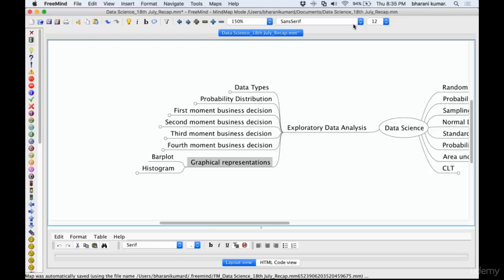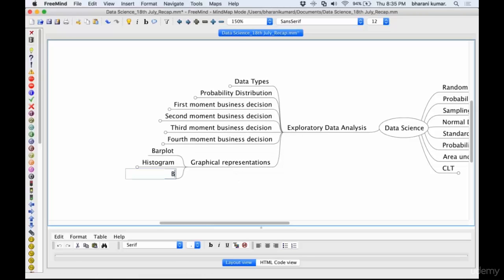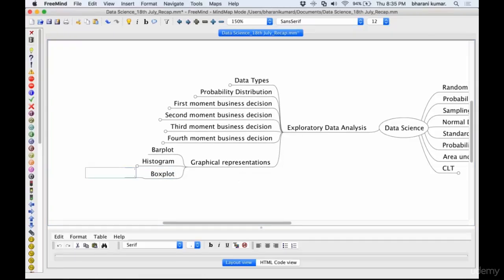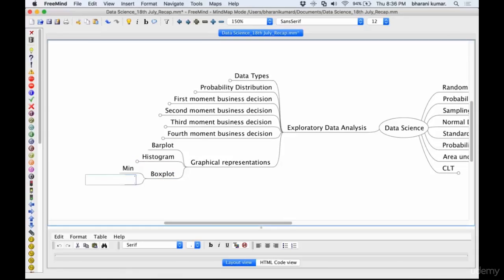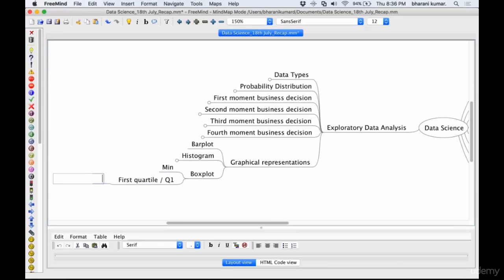Let us do a quick recap of whatever we have discussed until now, and post which we can proceed with the regular concepts. We have discussed graphical representation. As part of that, we have discussed box plot. Box plot will help you identify what is the minimum value, the first quartile, which is also called Q1, and this contains 25% of data. From minimum value until the first quartile, you have lower 25% of data.